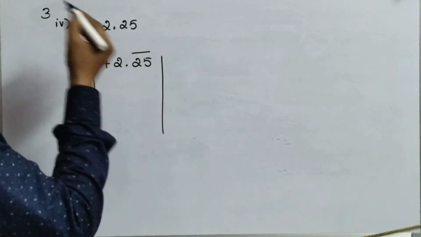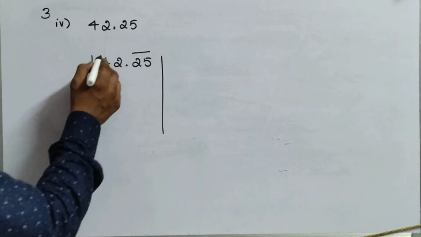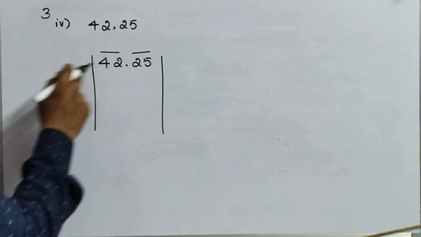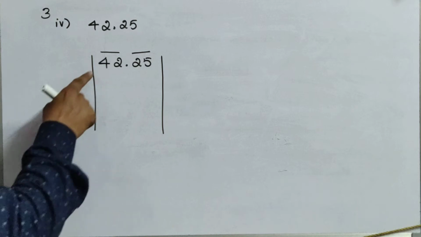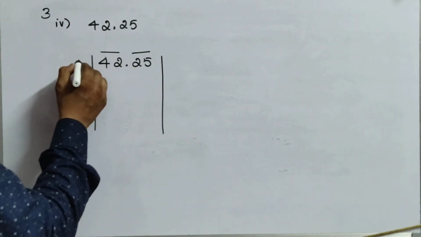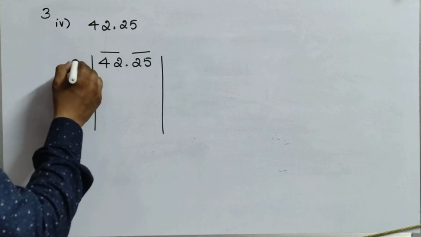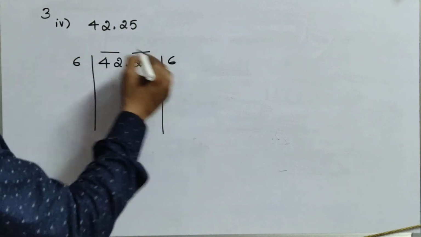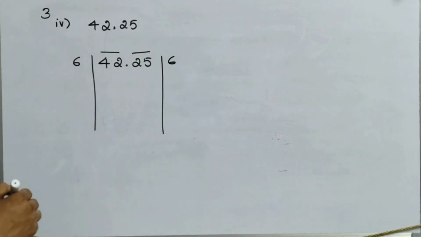Again, place a bar on every two digits like this. Now here 42, no? Again, square root tables. 5 5s are 25, 6 6s are 36, 7 7s are 49. 7 7s are 49 became big, so go for 6 6. So 6 6s are 36.